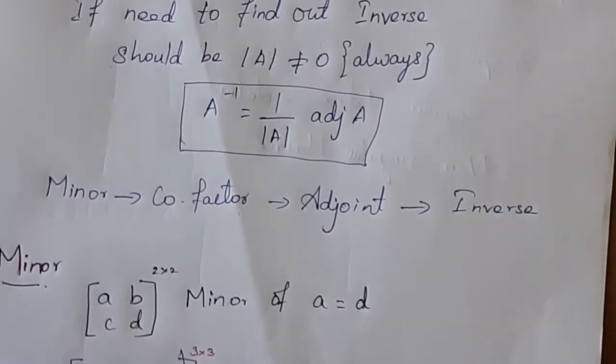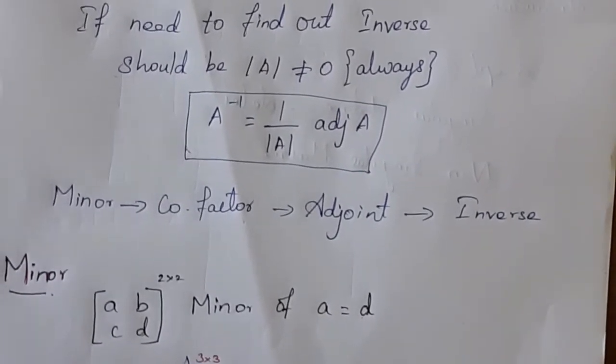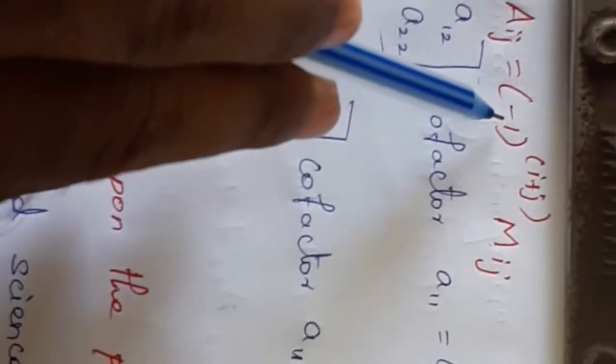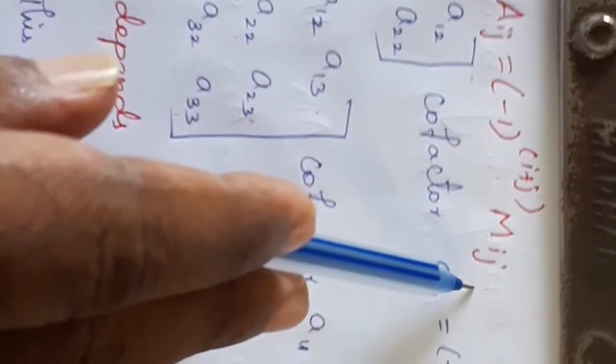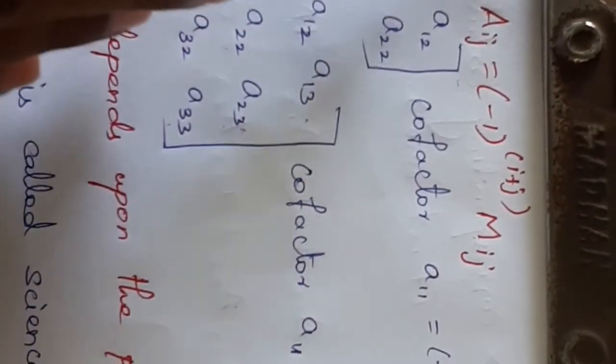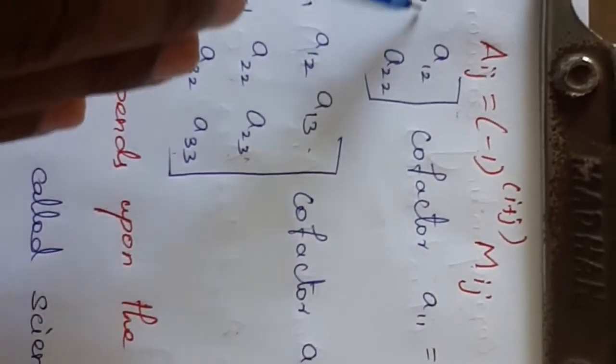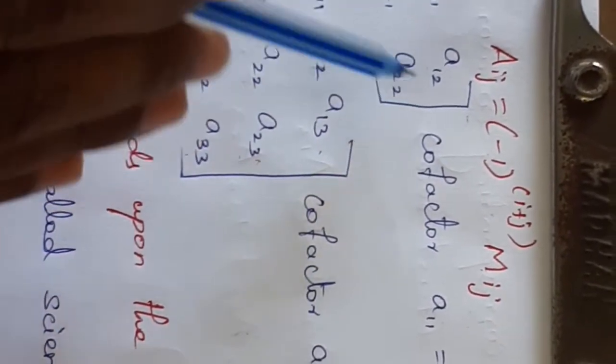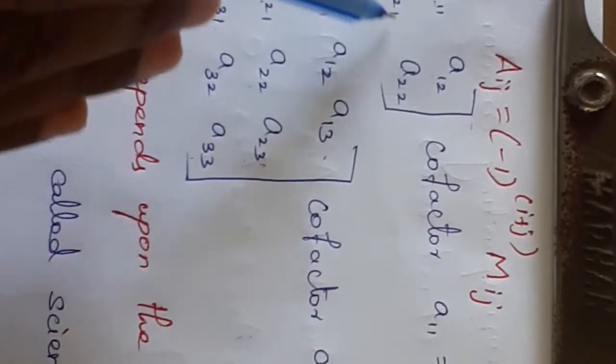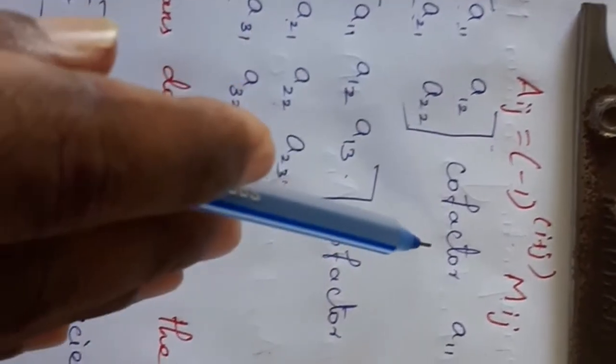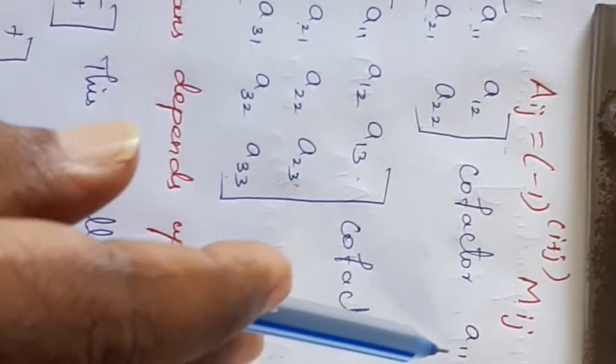Okay, we are going to continue with the second subtopic, cofactor. How to apply the cofactor form in a 2 into 2 matrix set. Cofactor Aij is equal to one of the main important formulas, minus 1 the whole power of i plus j into minor of ij. Therefore, how to apply it in a 2 into 2 matrix? In the first row we have to take A11, A12. In the second row we have to take A21, A22. Therefore, how to find the cofactor of A11?